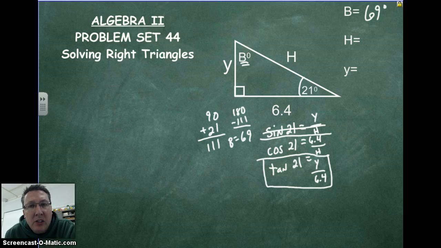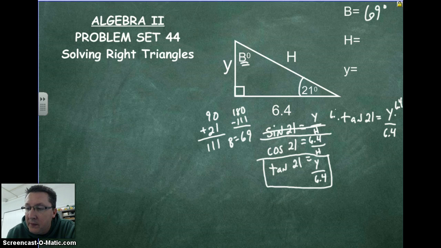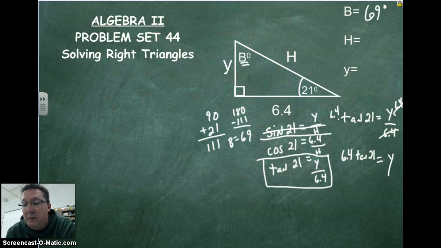Now, how would I go about solving that for y? Let me write this a little bit neater. Tangent 21 equals y over 6.4. Now, if I want to solve that equation for y, what I would do first is multiply both sides by 6.4. The reason I do that is to get rid of this 6.4 on the right side, which leaves me y, which is my goal, what I'm solving for. So on the left, I have 6.4 times the tangent of 21.